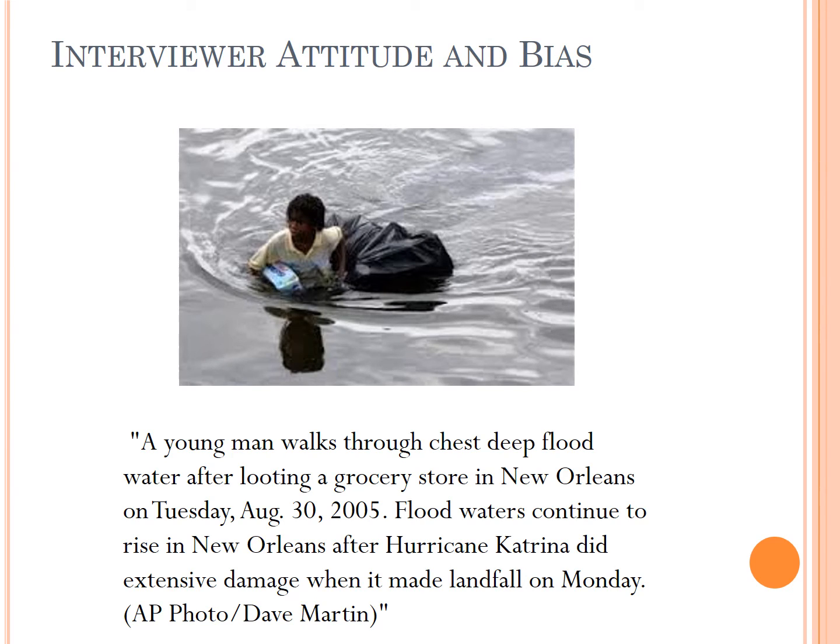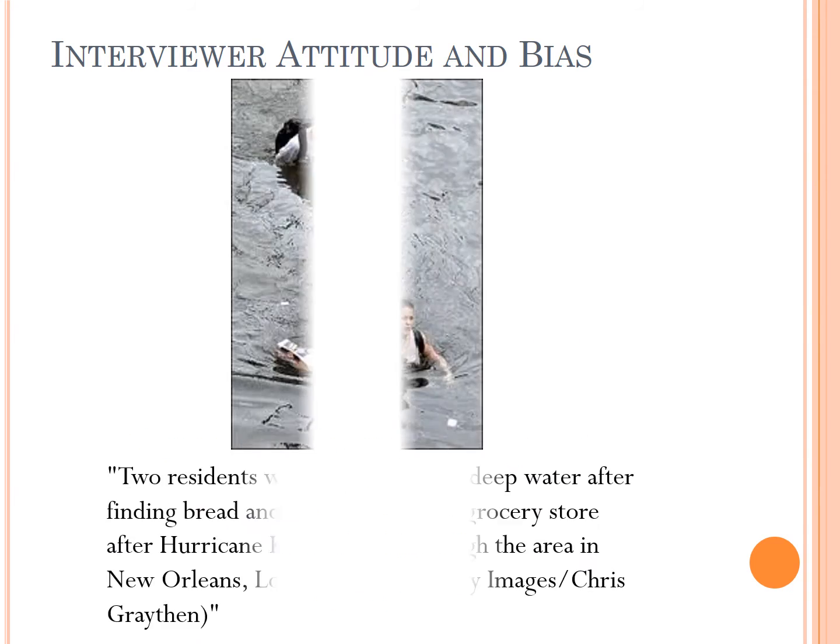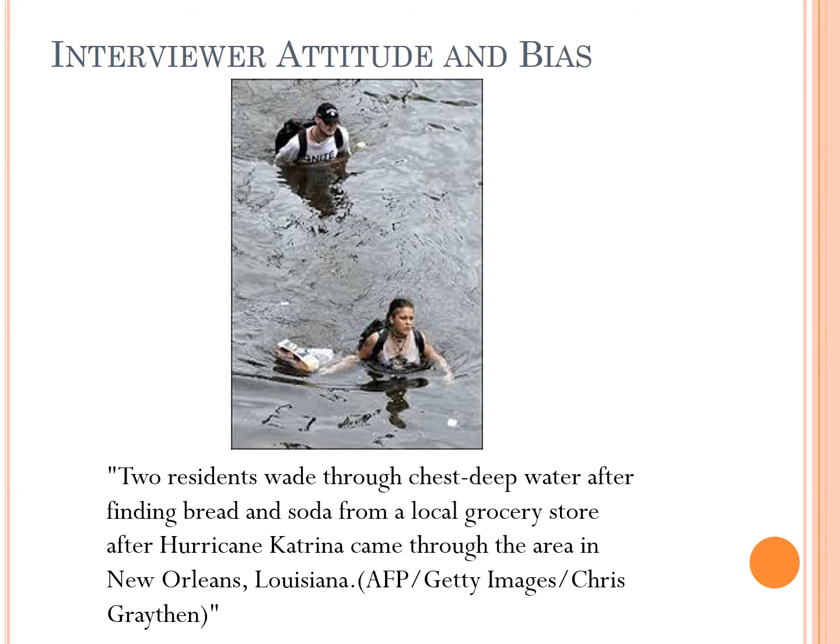So in this first image, a young man walks through chest-deep floodwater after looting a grocery store in New Orleans on Tuesday, August 30th, 2005. Floodwaters continued to rise in New Orleans after Hurricane Katrina did extensive damage when it made landfall on Monday. And here in our second image, two residents wade through chest-deep water after finding bread and soda from a local grocery store after Hurricane Katrina came through the area in New Orleans, Louisiana.